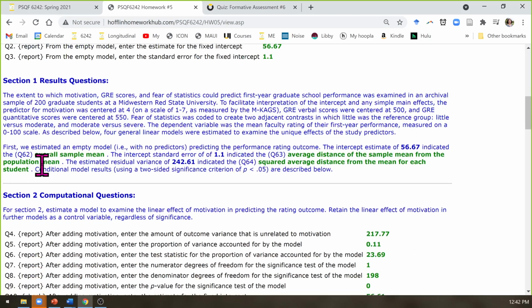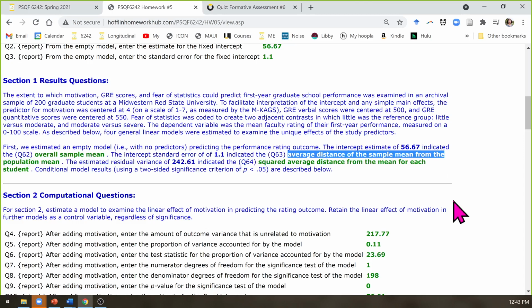And so we have sample mean here referring to what the fixed intercept represents. The residual variance is the squared average deviation from the mean. So variance is in a squared metric. And it is from the mean of each individual because that's what the model for the means is giving you at this point. That's what the fixed effects are giving. It's just from the mean because the mean is how each person's score is being predicted. The standard error is the average distance of the sample mean from the population mean, unsquared.